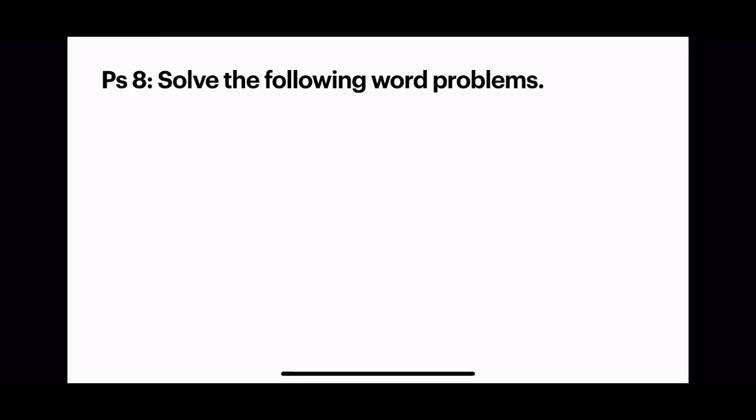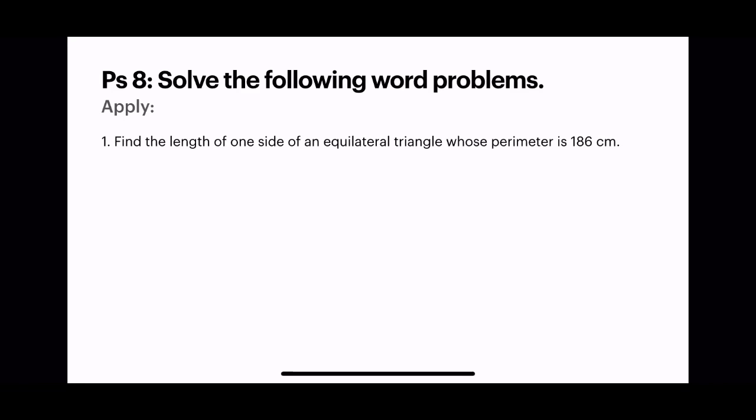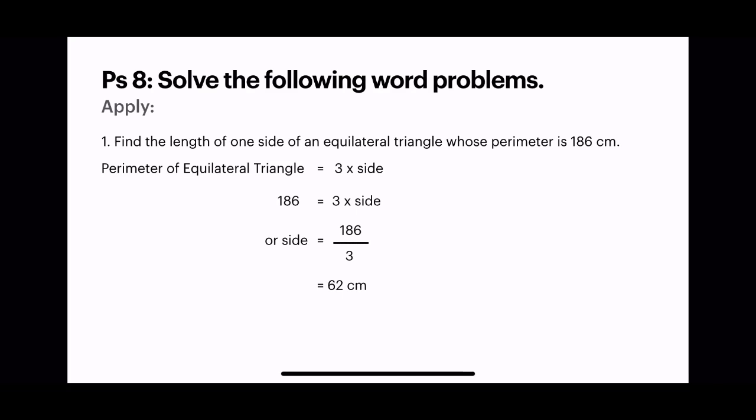Problem set 8. Solve the following word problem. Apply part, the first sum. Find the length of one side of an equilateral triangle whose perimeter is 186 centimeters. Now, perimeter of an equilateral triangle is 3 into side, since all the three sides are equal. So 186 is equal to 3 into side, or side is equal to 186 divided by 3, which on dividing by 3 we get an answer of 62 centimeters.